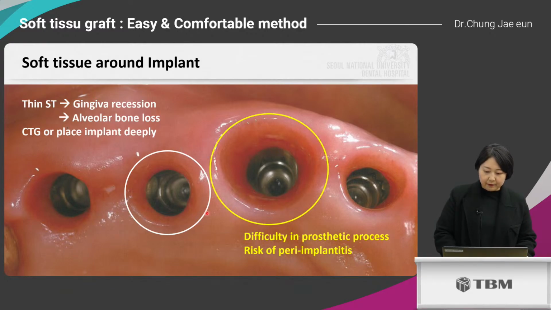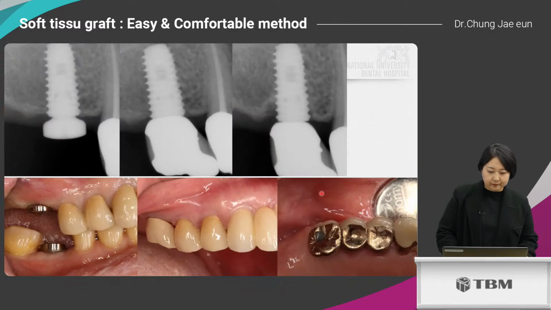Conversely, when the gum is very thick, over 4 or 5 mm, like in this area, if the depth is too deep, the prosthetic process becomes very hard and complicated, and there is a possibility of peri-implantitis occurring. In fact, bone loss occurs when the proper dimension of the gingiva is not secured.